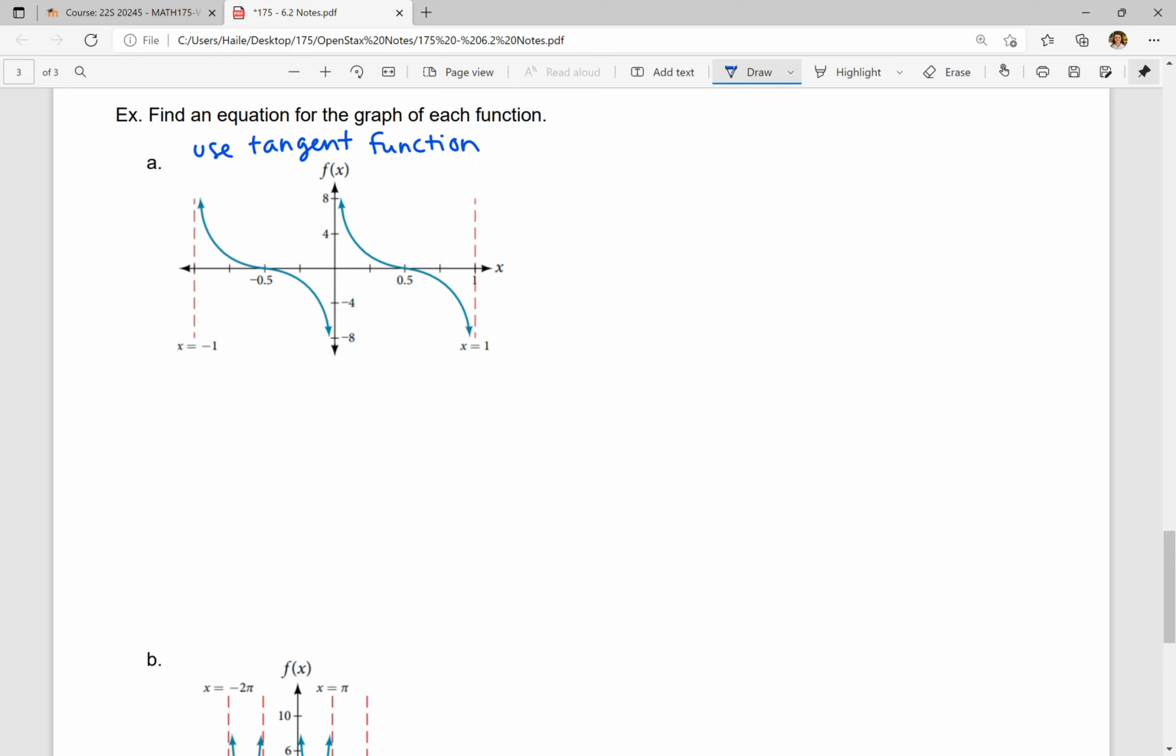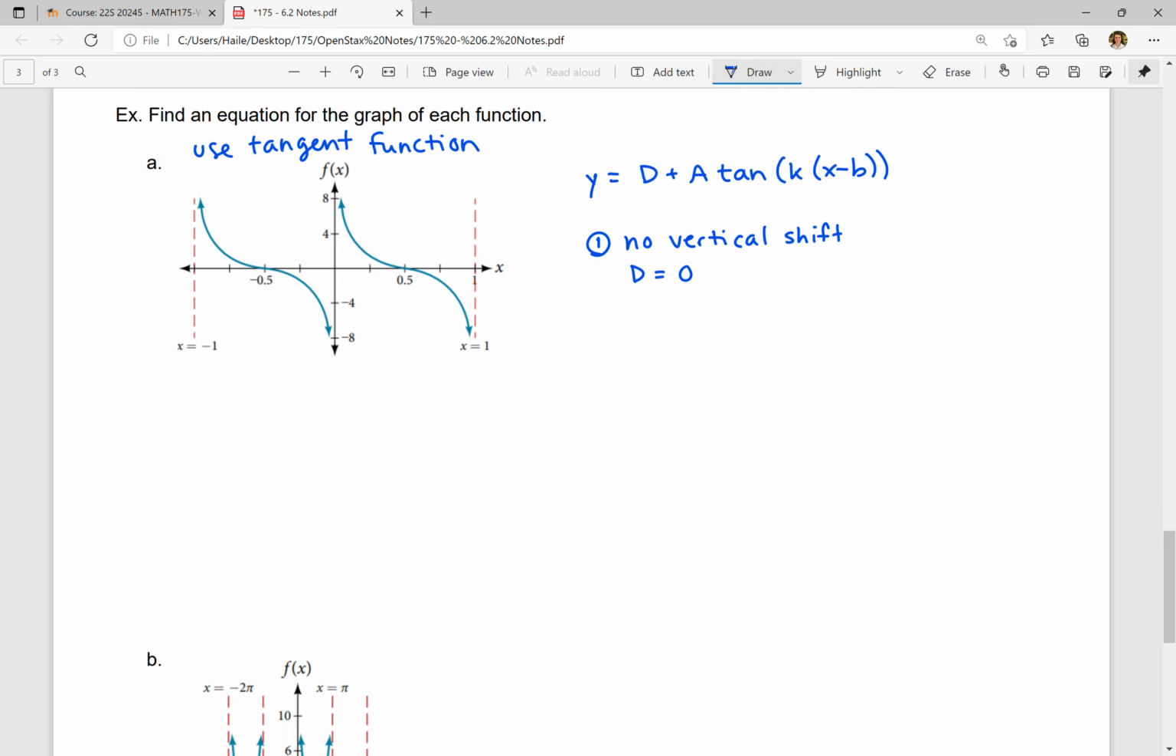So first of all, let's think about our general tangent equation. So we have y is equal to d plus a times tangent of k times x minus b. So just like in 6.1, when we did these problems, our job is to find those 4 letters, D, A, K, and B. So maybe let's start with D. So first of all, we have no vertical shift in this picture. So D is just going to be 0.